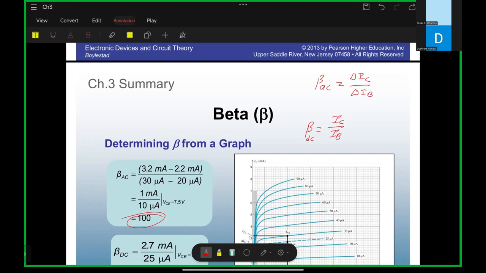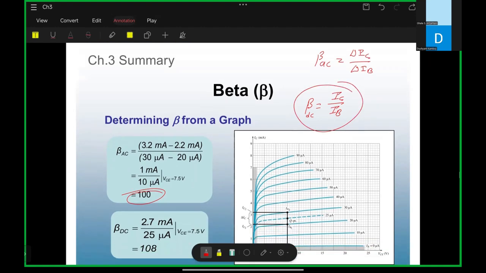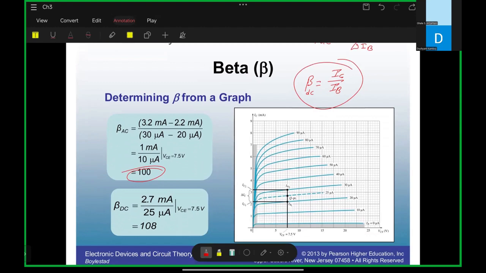So we calculate this beta DC at this Q point. How can we calculate it? You have to calculate the values of IC and IB. At this Q point, what is the value of IC? Just draw a line here. How much is IC? That is 2.7 something.